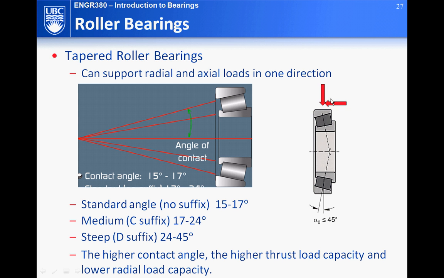And the other fact is, the higher this angle of contact, so the higher this angle here, and this angle is the same as this angle here, then you have a better axial load capacity. Maximum, in general, the angle of contact is like 45 degrees.